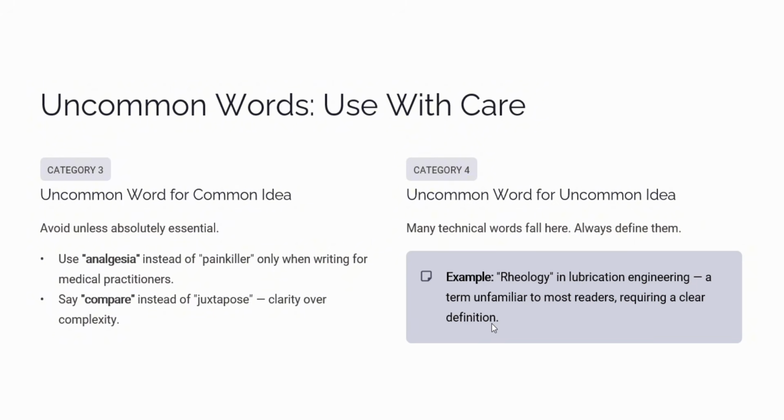For instance, this is an example of an uncommon word for an uncommon idea. The word rheology. Rheology in lubrication engineering. When you mention the word rheology, it is a term that is unfamiliar to most readers. So what you need to do is give a clear definition of what the word rheology means. So when you are writing your mini project, when you are writing your main project, you should be able to define words that are uncommon.